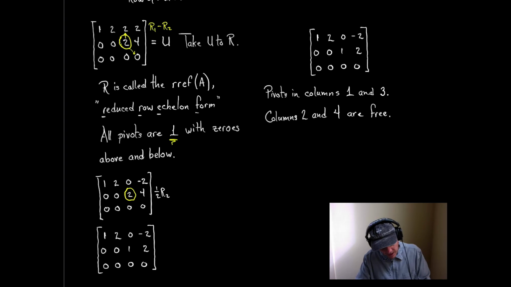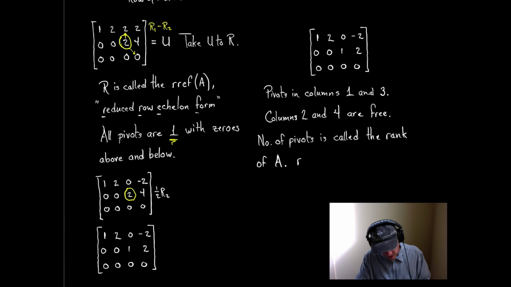Now another thing is the number of pivots is called the rank. It's called the rank of A. So in this case, our rank r equals 2. It's the number of pivots. The number of pivots is r. r is 2. Okay. And I'm going to pause here for a moment.